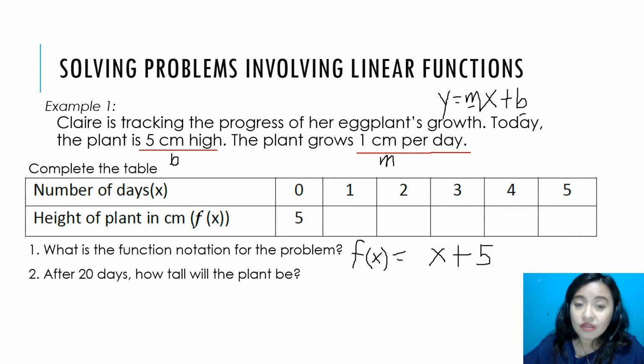And there we have it. That is our function notation. F of x is equal to x plus 5. Now, using this function notation, we can complete the table. So, by simply substitute lang nato ang value sa x dire, which is 1, 2, 3, 4, and 5, makakuha na ta sa value ni function or ni y.